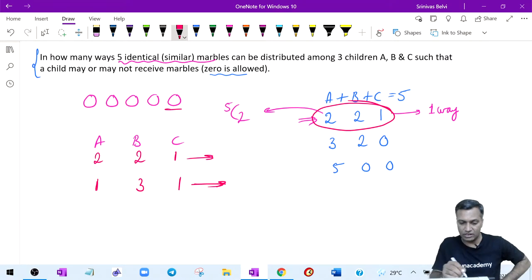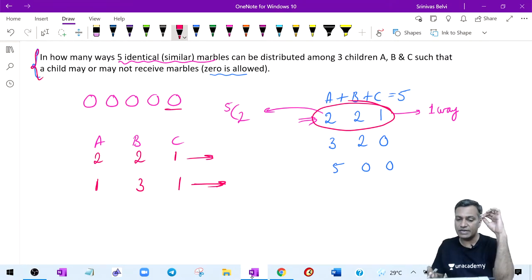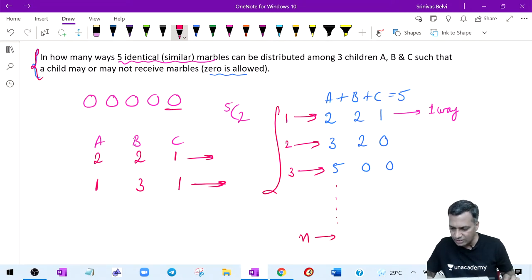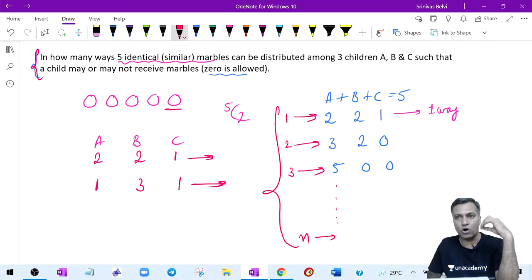And hence when I created this question, how many ways can five identical marbles be distributed among 3 children? I am saying, okay, this is one configuration, second configuration, third configuration. Like this, there will be some nth configuration. The number of configurations is nothing but our answer, right?